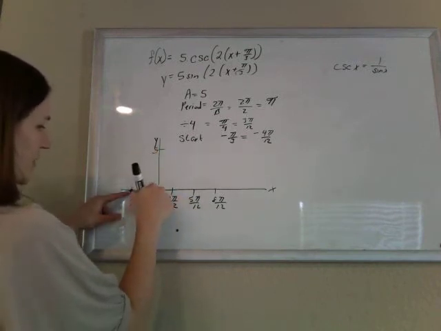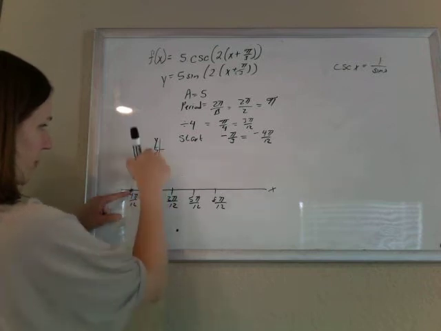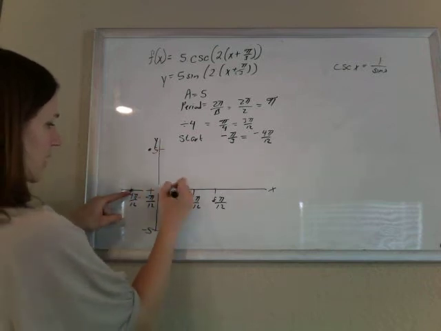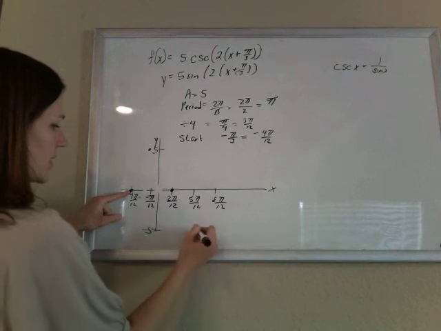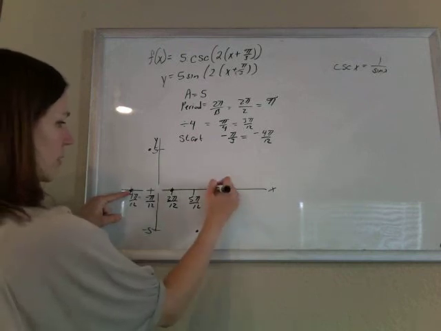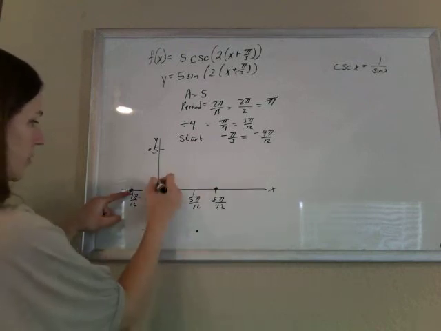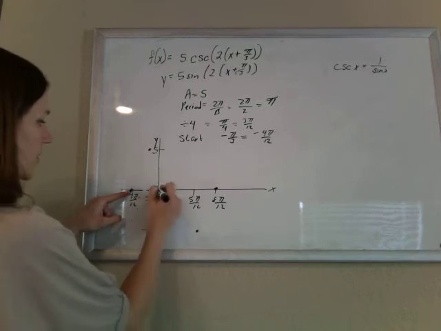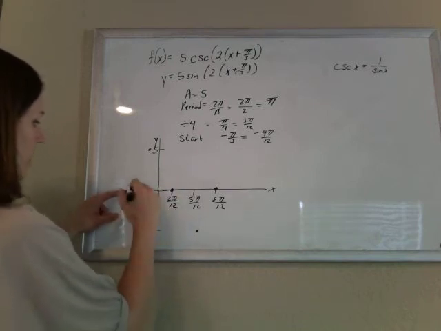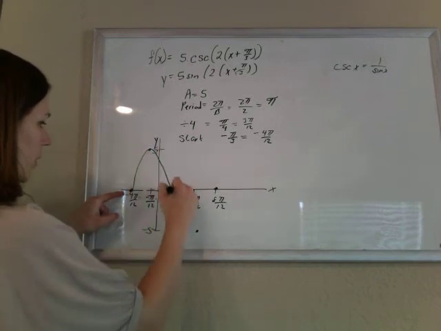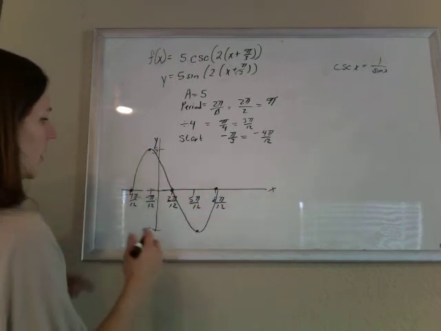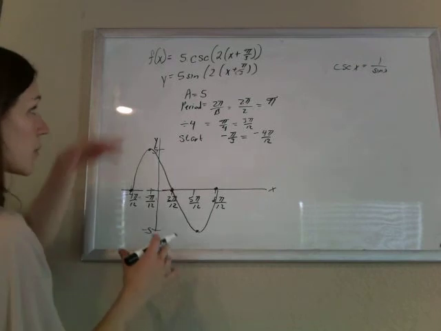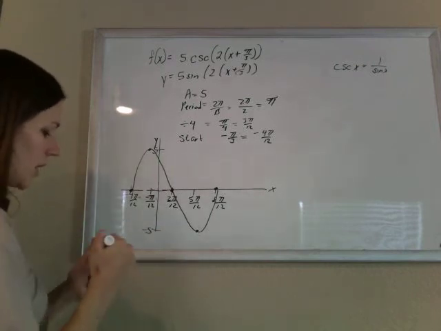The first important point was this one, so that's up at negative pi twelfths, back to the middle at 2 pi twelfths, down at 5 pi twelfths, back to the middle at 8 pi twelfths. It didn't go through the origin. I accidentally hit it the first time. So, middle, up, middle, down, middle. And there's sine, but remember I originally wanted to graph cosecant.